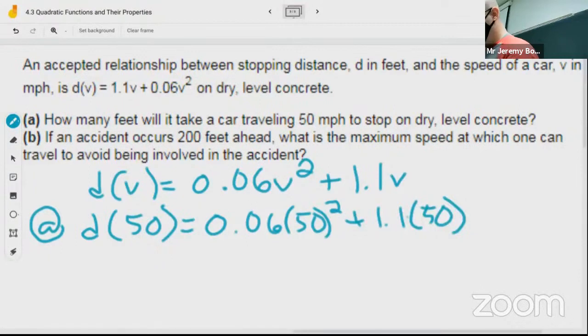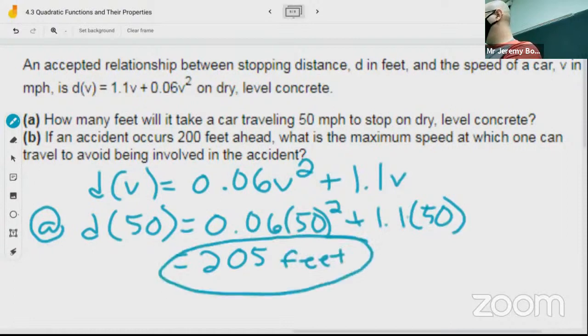So 0.06 times 50 squared is what? 2,500? All right, I think so. Plus 1.1 times 50. And I got 205. And what unit is that in? That's in 205 feet. I guess we could abbreviate feet. Any questions on that? So we're just plugging it in.